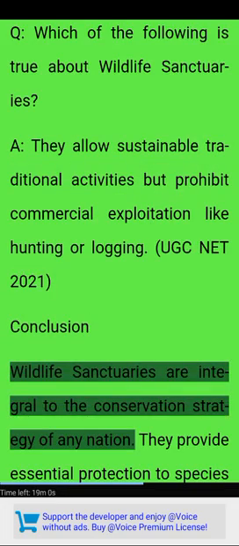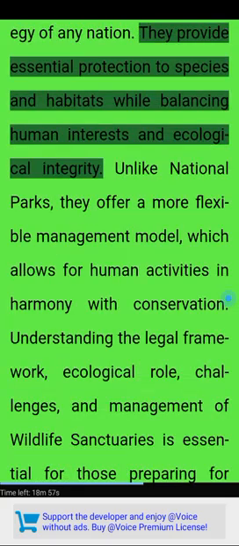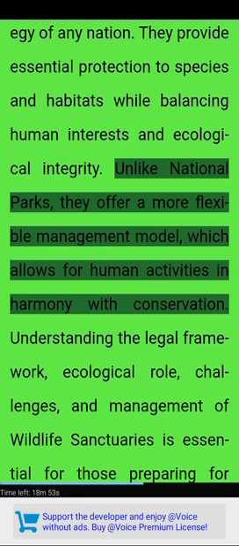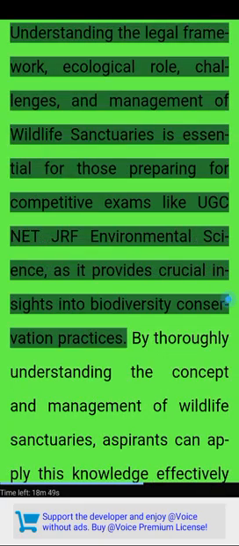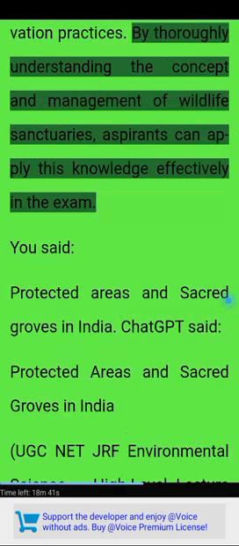Conclusion. Wildlife sanctuaries are integral to the conservation strategy of any nation. They provide essential protection to species and habitats while balancing human interests and ecological integrity. Unlike national parks, they offer a more flexible management model, which allows for human activities in harmony with conservation. Understanding the legal framework, ecological role, challenges, and management of wildlife sanctuaries is essential for those preparing for competitive exams like UGC NET JRF of Environmental Science, as it provides crucial insights into biodiversity conservation practices. By thoroughly understanding the concept and management of wildlife sanctuaries, aspirants can apply this knowledge effectively in the exam.